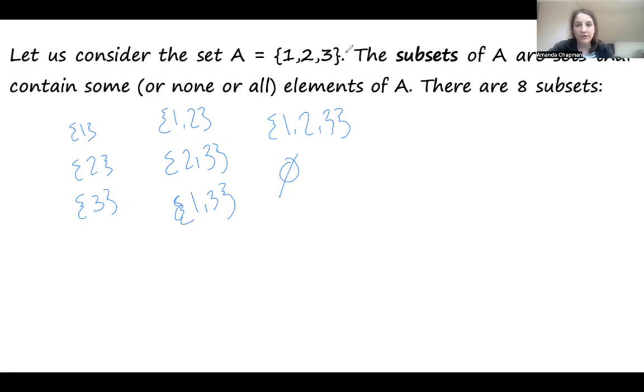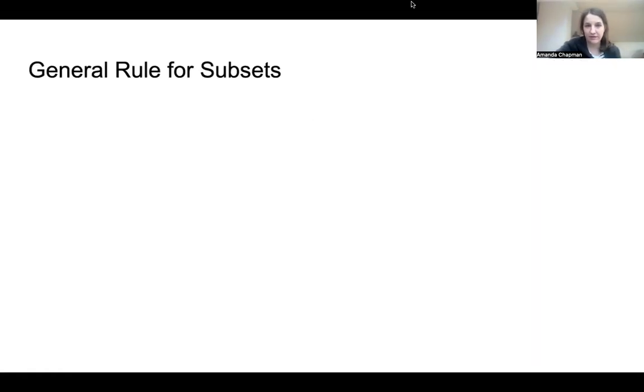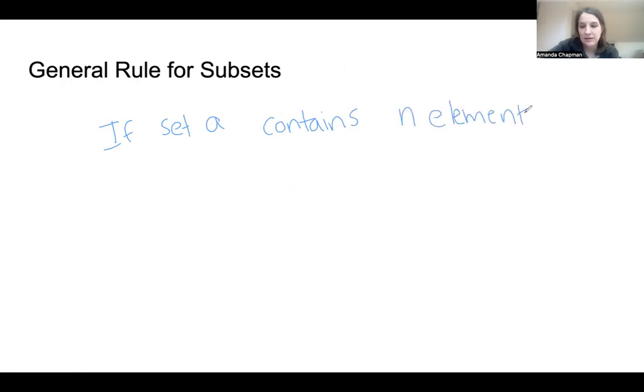And if you look, there are three things and eight subsets. So there's actually a rule to know how many subsets, because with three elements, I could write them all out. But if it was a set of 27 numbers, I don't want to figure out all of the things. So there is a general rule for the number of subsets. If set A contains n elements, in this case it was three elements, but we're going to say the letter n, there are 2 to the n subsets.